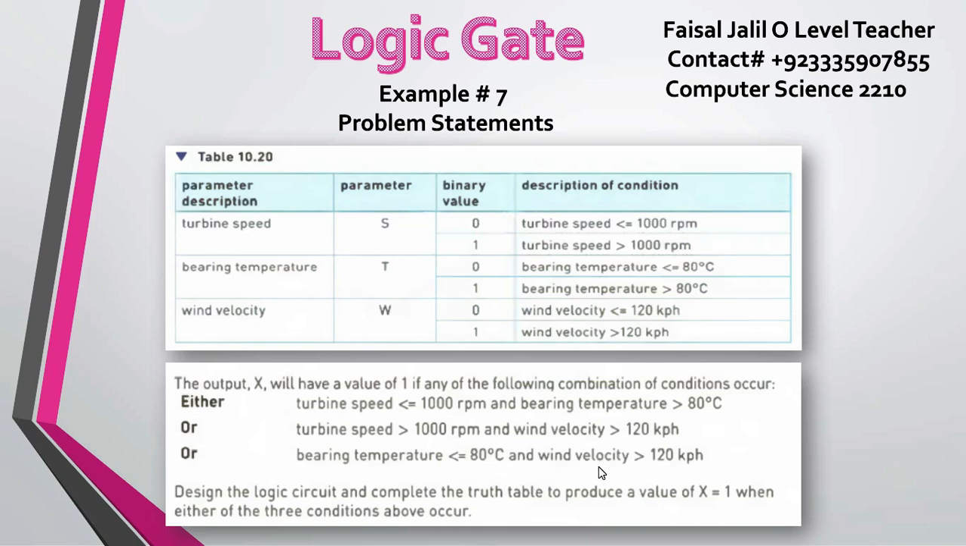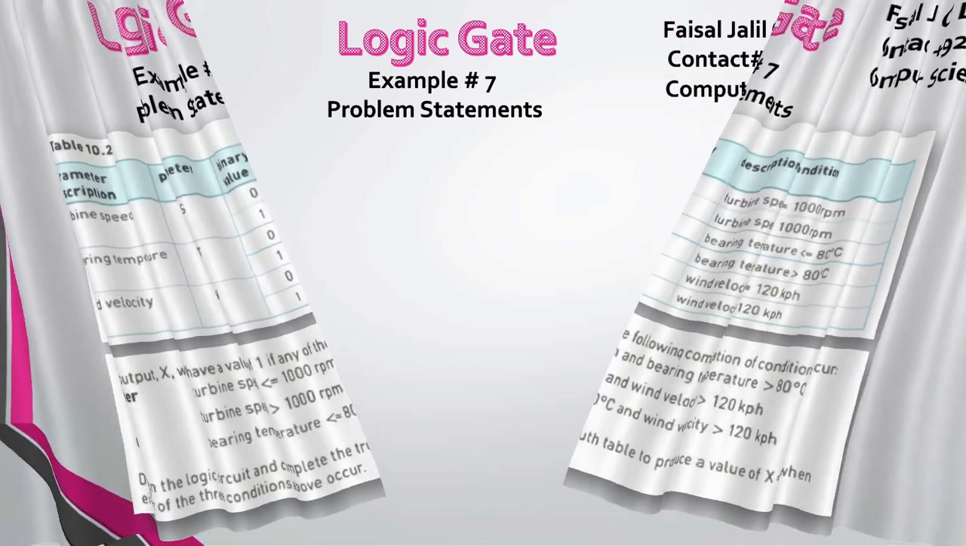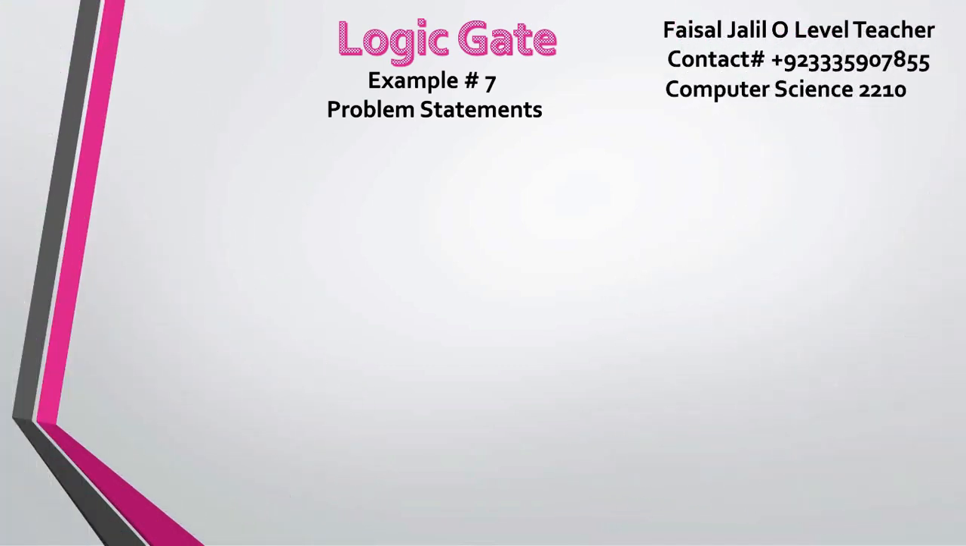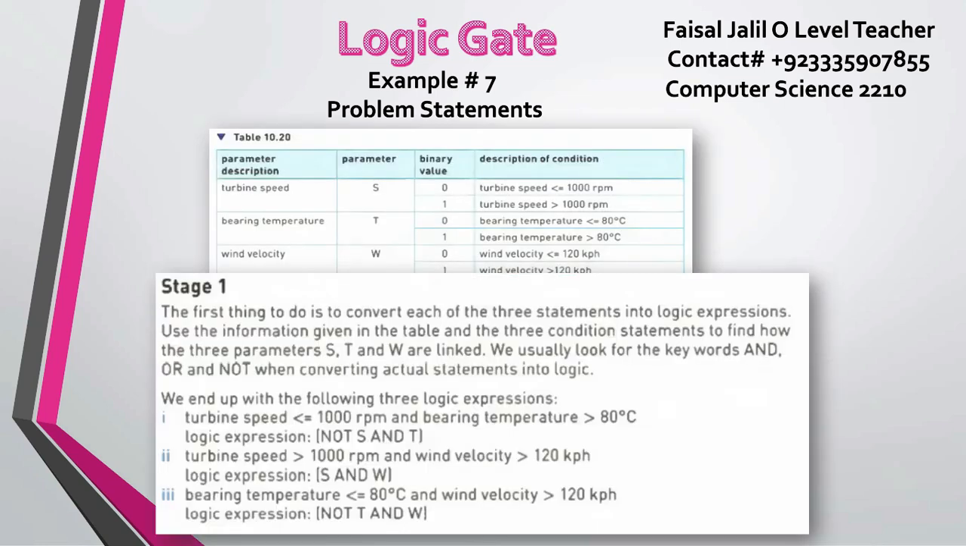The second input comes from the wind velocity, which is W. Let's check the binary value of wind velocity. It's greater than 120 kph, so wind velocity greater than 120 kph means that W is equal to 1. That's how you can reduce or extract the data from this problem statement. Look here, using this table we have extracted this data.